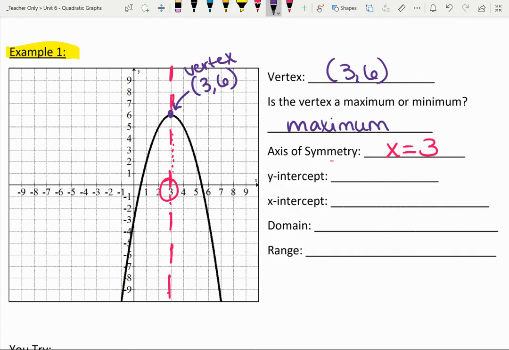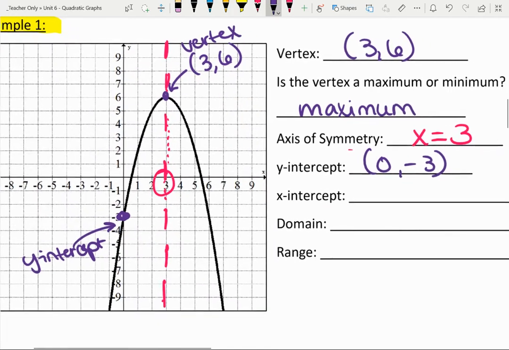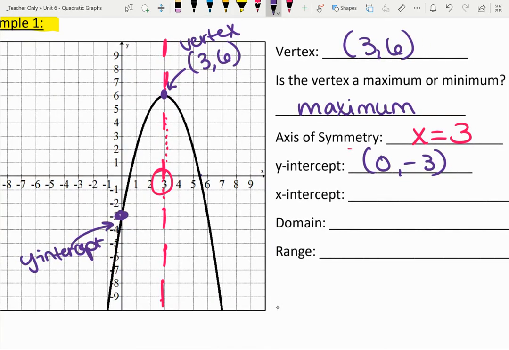The y-intercept, where it crosses the y-axis, appears to be right over here at (0, -3). Remember, these are coordinate points. We have to write them as coordinate points. The x-intercept, where it crosses the x-axis, we might have to do a little estimation here. It looks like it happens twice. This looks like it's at about (0.50, 0) and (5.50, 0). So about halfway between 0 and 1, and halfway between 5 and 6.